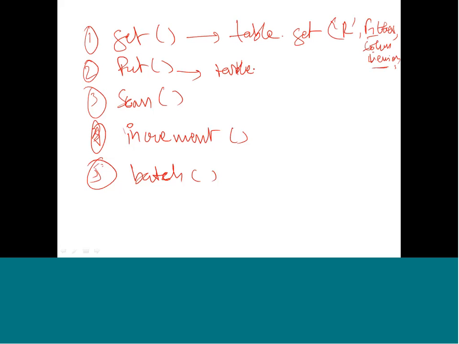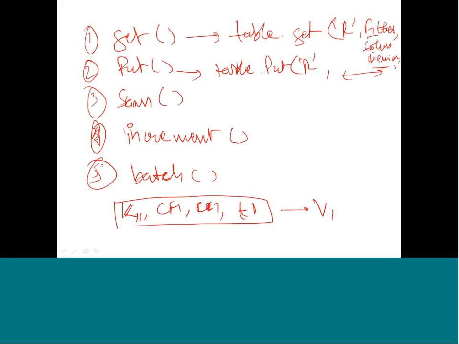Put is table.put, row key, and then definition of everything, like we were talking about. For a value v1, it's the key k1, column family cf1, column qualifier cq1, time t1. This whole thing has to be defined for a value. So for a row key r1, key k1, you will have the column family, column qualifier, the timestamp, and v1.